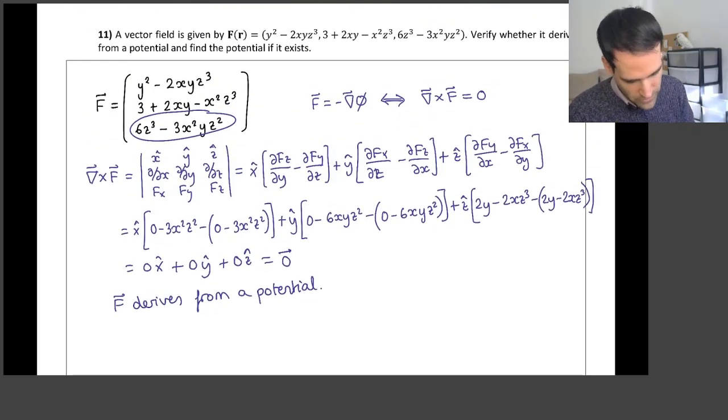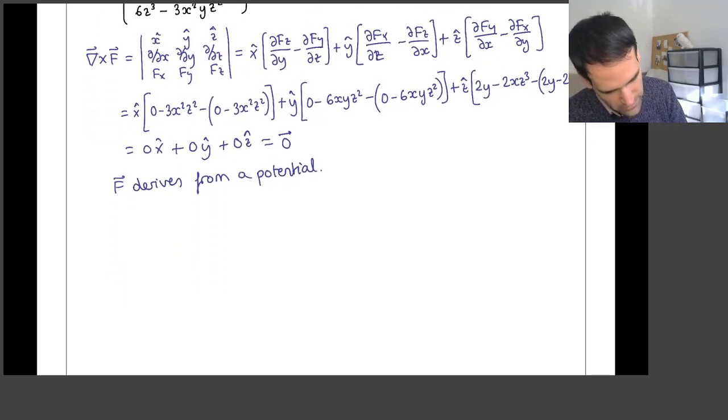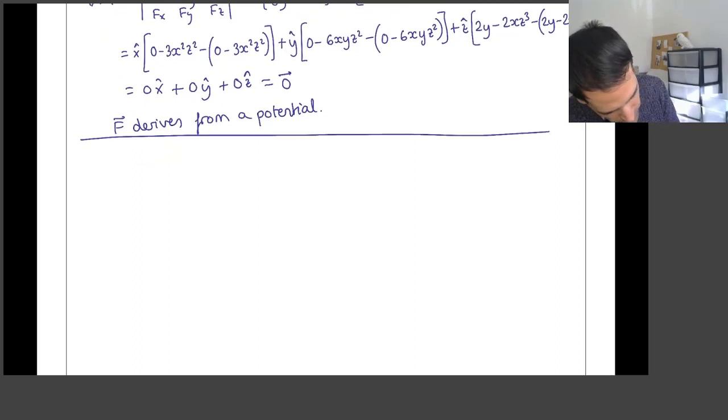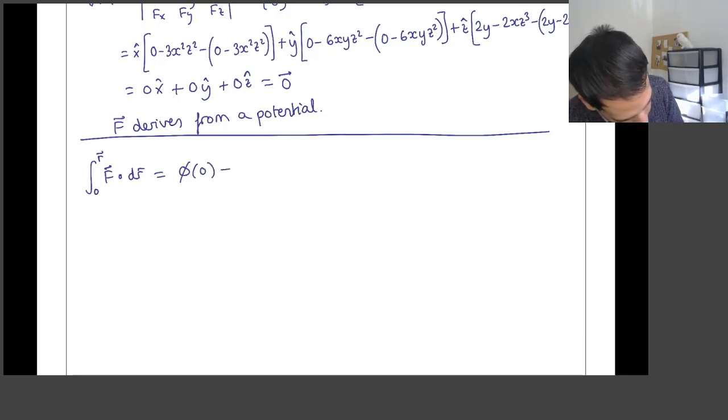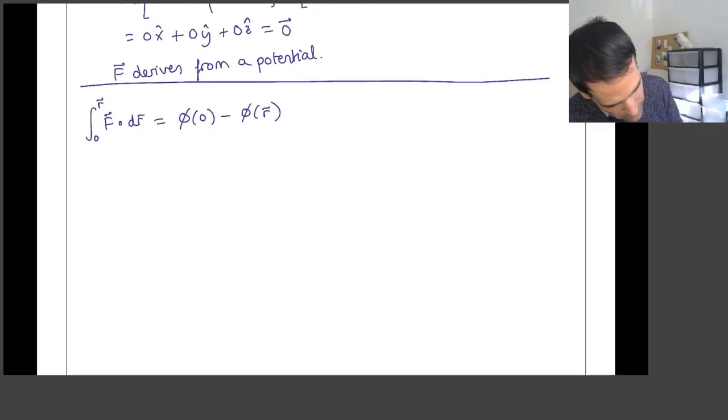So now the thing is, we need to calculate the potential from which this field derives. There are many ways of doing this, but one of the ways, which is the one I have taught you, which I think is the simplest, is to do it by doing an integral. So you know that the integral from the origin to any point r of f dot dr gives the potential at the origin minus the potential at any point r.